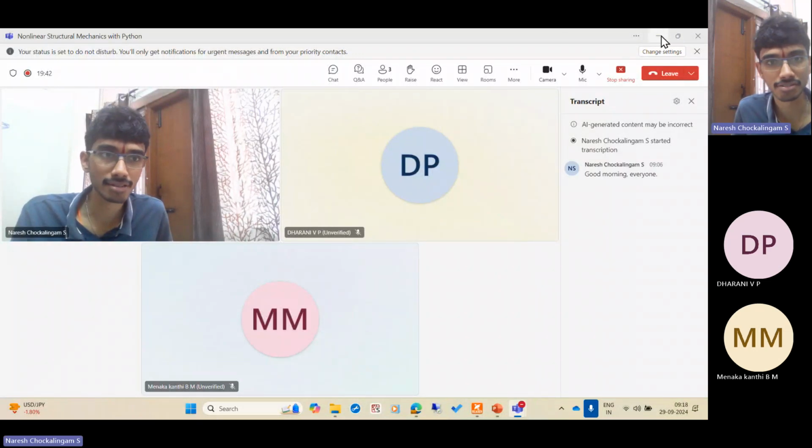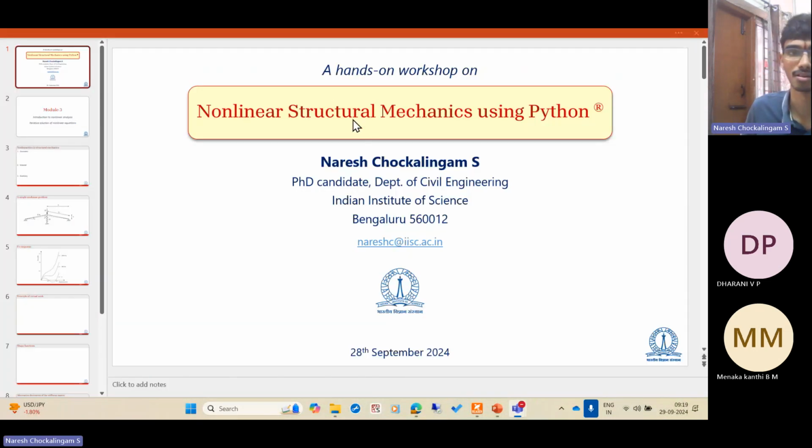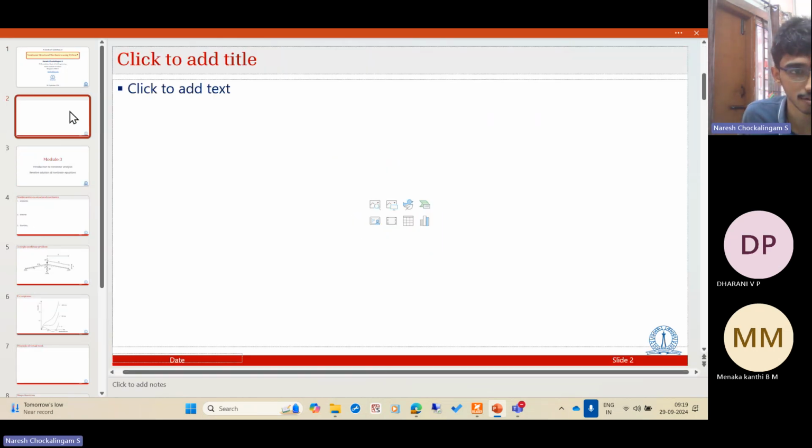So today is the sixth session of the workshop on nonlinear structural mechanics using Python. And basically, till the last session, we completed the main aspects of frame analysis using Python. So we started with bar, beam, and then frame elements. So the next step is looking at, and all that was linear. So in all that we have seen so far, we had a linear relationship between the applied forces and the displacements.